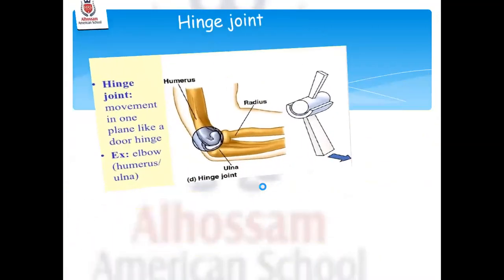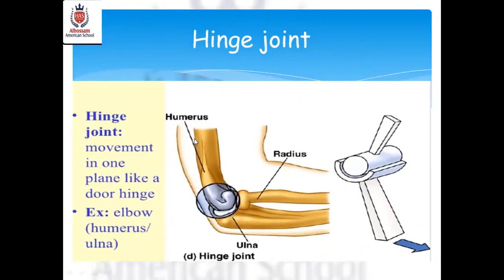The fifth and last type of our synovial joint is the hinge joint. It's called a hinge because it looks like the hinge of a door. Okay, it has limited movement, only forward and backward. It cannot move freely. The commonest examples of the hinge joint are the elbow in our arm and the knee in our legs. Excellent.